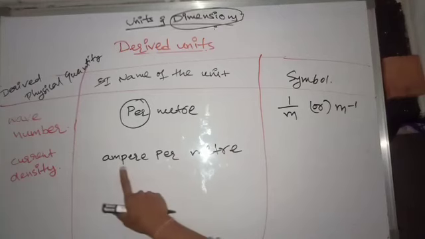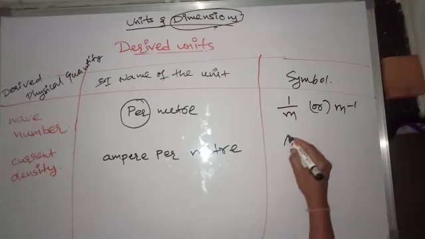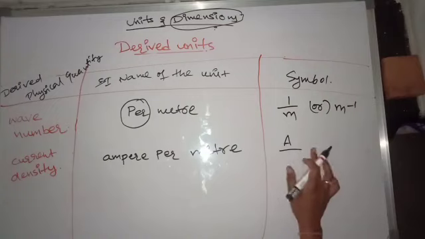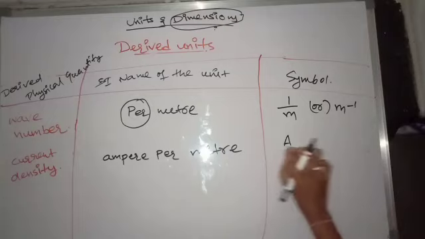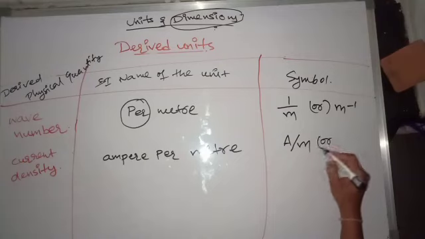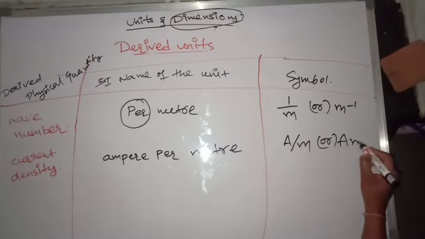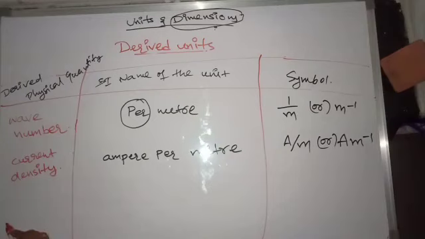And for the symbol, you have to represent the name of the scientist in capital letters. Capital A by m, or capital A into m power minus 1. I will explain about the rules for writing the names of the units and the symbols. No need to worry.